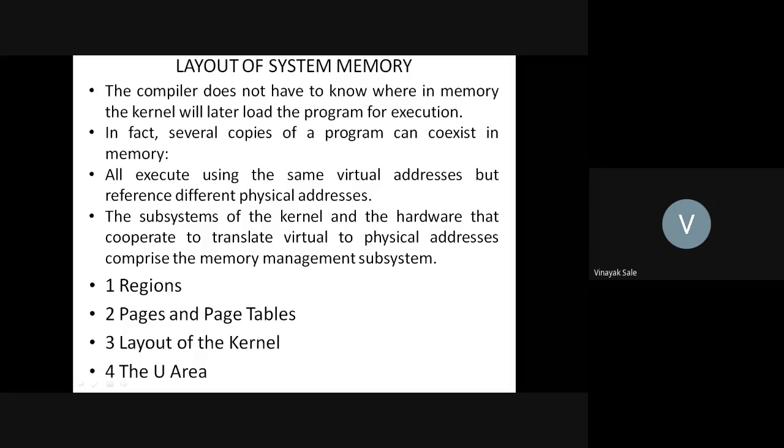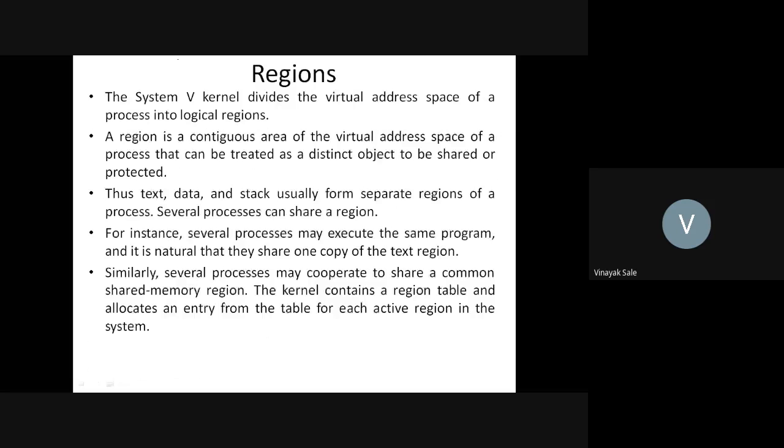The subsystem of the kernel and hardware that cooperate to translate virtual to physical addresses comprises the memory management subsystem, which has four parts. First is the region. Second is pages and page tables. Third is the layout of the kernel. And fourth is the user area. We'll study each part in detail. First part is the region.